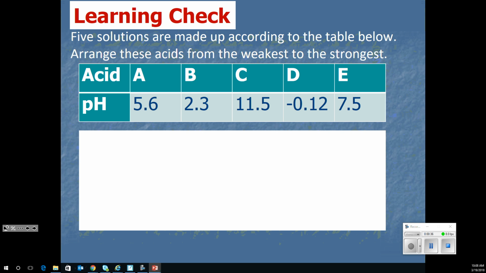As a learning check before we get going too far, I would like you to, on the back of the green part of your notes, just take a second and arrange these acids from the weakest to the strongest. I'm going to give you 30 seconds. Go.